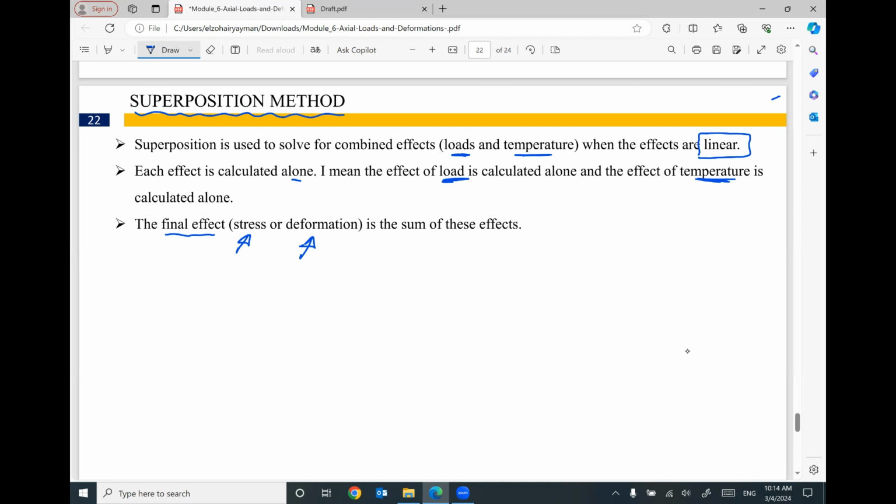So right now, for example, I have a problem, and this problem is under the effect of applied force. At the same time, we have a change in temperature. In the previous videos, I solved examples under the effect of temperature alone. I solved other examples under the effect of applied force alone. In this video, I am going to solve a problem under the two effects at the same time.